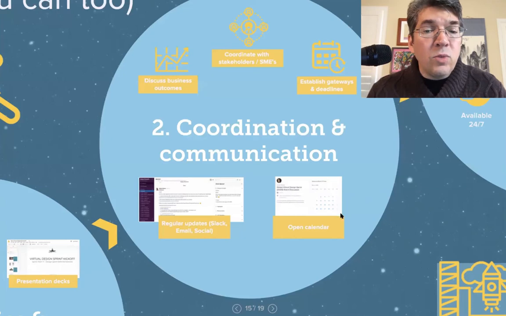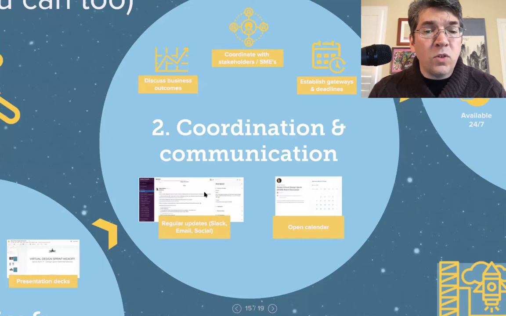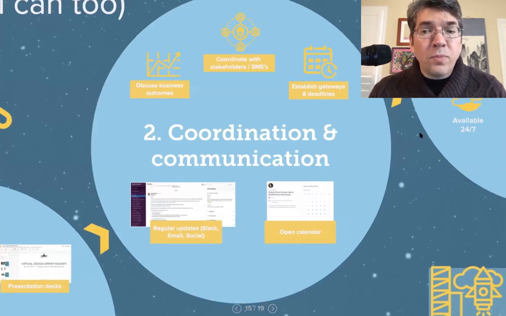An open calendar is really good for communication, and I've leveraged it for the previous event and this one. Having it open for people to schedule half an hour, 15 minutes, an hour of time to make sure that any knowledge gaps they have about the process, the event, the outcome, what they get out of it, or even their role are addressed is important to making sure they stay involved throughout the virtual design sprint. And then regular updates, depending on how you want to go about it.